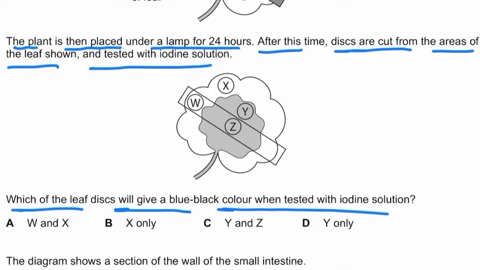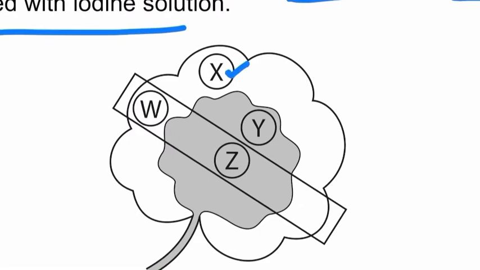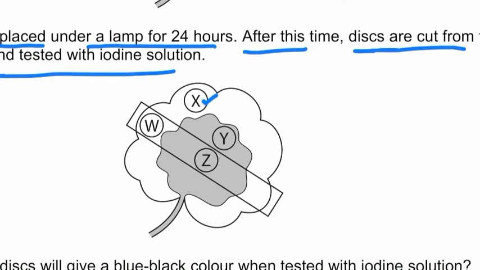The answer is Y only. And why is that so? Guys, if we talk about area X, at area X there is no chlorophyll, so photosynthesis will not occur, and starch will be absent, and X will stain yellow-brown, not blue-black, right? So this area will not stain blue-black.